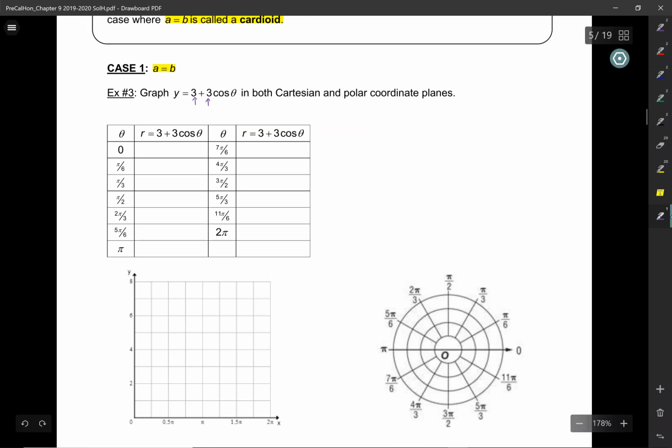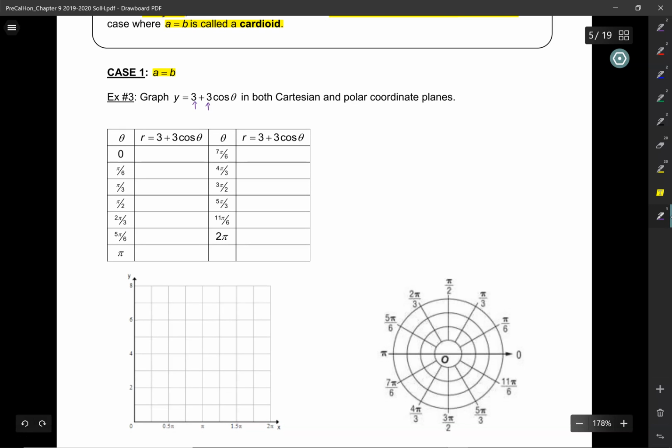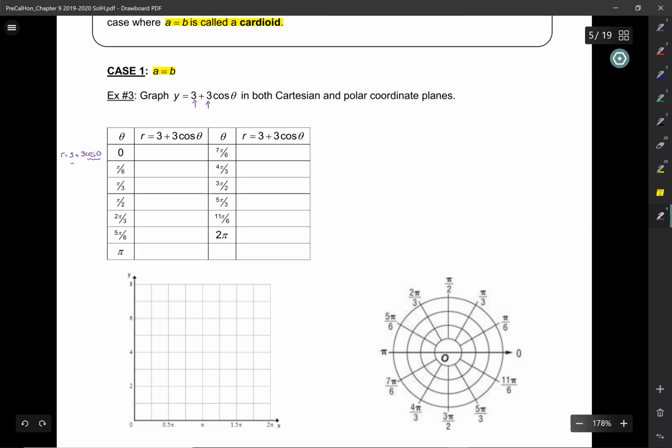All right, so first of all, when theta equals 0, we're going to get r is equal to 3 plus 3 cosine 0, right? Just to get an idea what we're looking at. Cosine 0 is 1, so this is 3 plus 3, so that's equal to 6, right? Again, this is cosine. When theta equals 0, cosine is a maximum, and that's our maximum value right now, a 6.